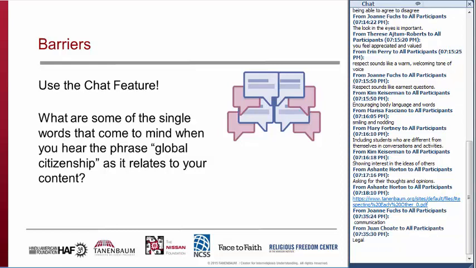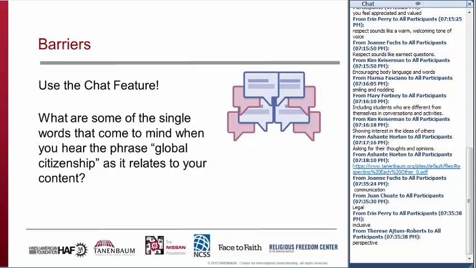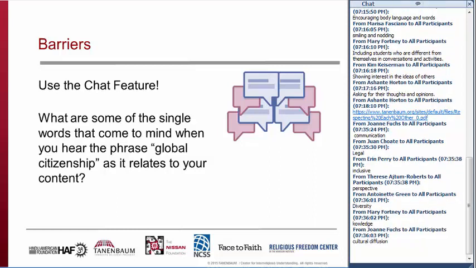Communication, legal, inclusive, perspective. Let's hear from a few more people. Diversity, knowledge, cultural diffusion. It's really great. Thank you for sharing all of those.